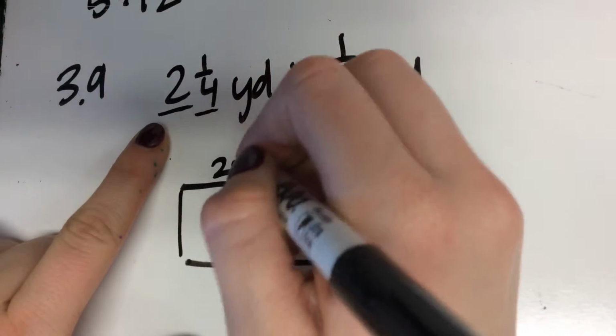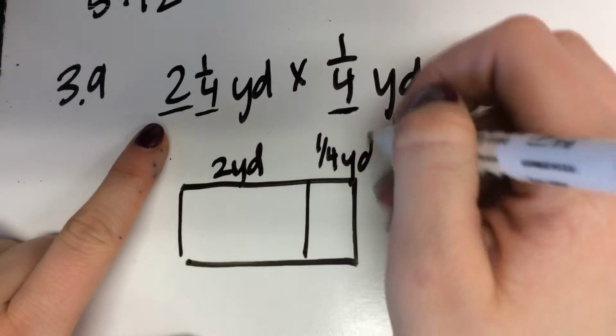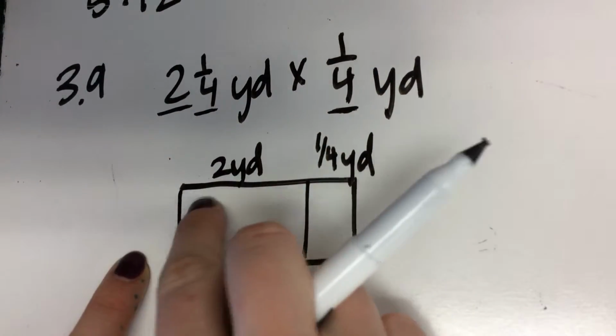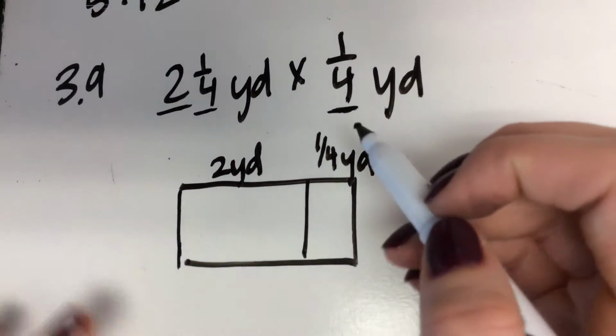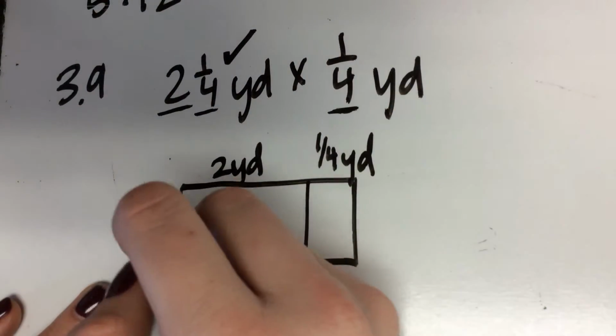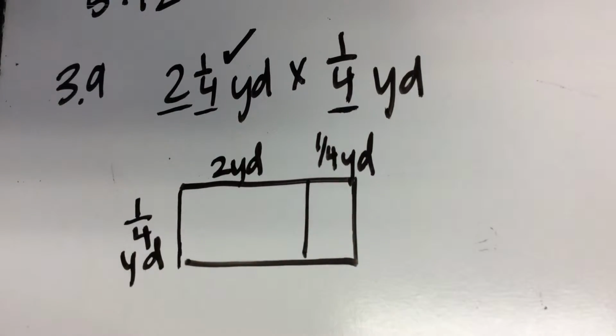So I'm going to go ahead and write 2 yards here. And then I have to add a 1/4 yard here to make the whole length 2 1/4 yards. And you could have done that as the width because it doesn't matter what order you multiply in. Now we're going to go ahead and do our width. We're going to put 1/4 over here. And we always make sure we label each number with a dimension, with a unit.